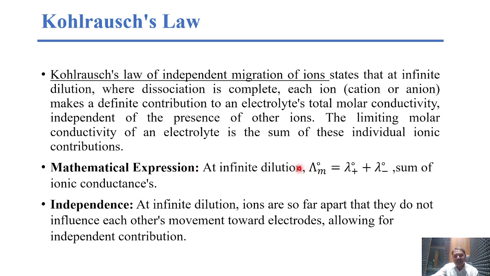So mathematically, this equation can be written as at infinite dilution, lambda 0 is equal to lambda 0 cation plus lambda 0 anion. So the equivalent conductivity at zero concentration is equal to the sum of ionic conductivities of both the ionic partners, cation and anion. So it is the sum of the conductivity of two ions that gives the equivalent conductivity at zero concentration.